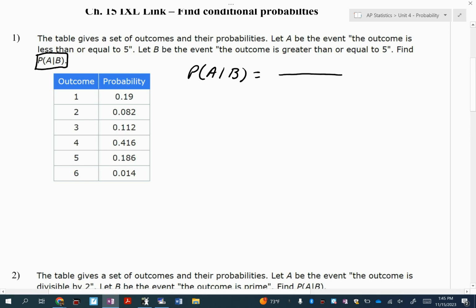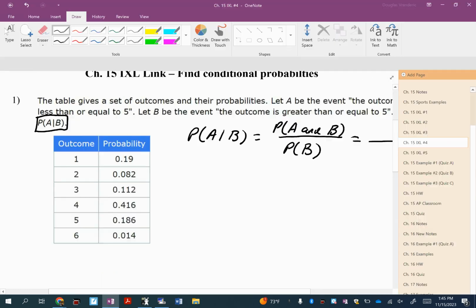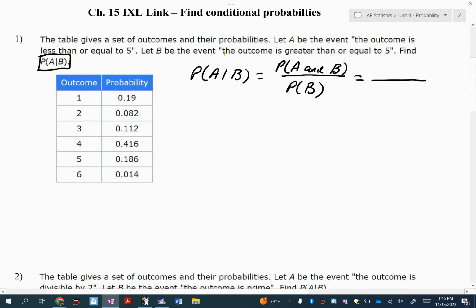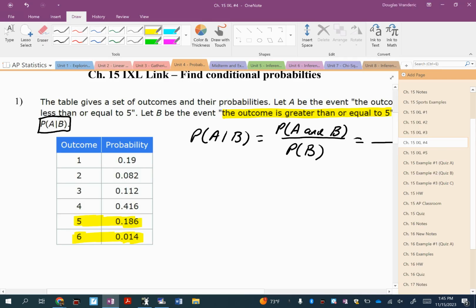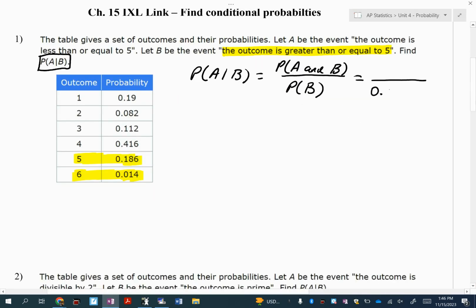All right. The denominator is going to be the probability of event B. That's the given. In the numerator is the probability that they both are happening. So let's try to figure out the denominator first. Probability of event B. Event B says that the outcome is greater than or equal to 5. Guys, what are numbers that are greater than or equal to 5? 5, 6, 7. We don't need to keep going, right? So 5 and 6. So these two. So those two probabilities are going to go in the denominator.